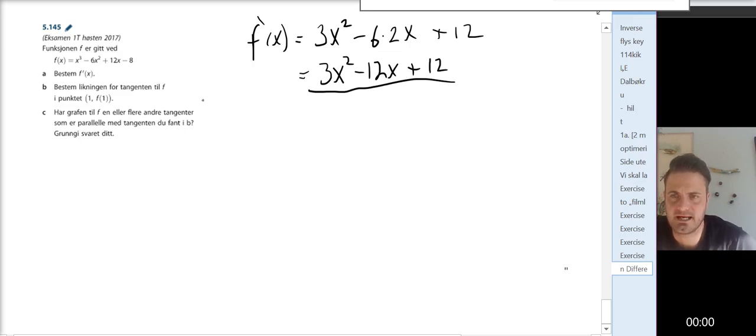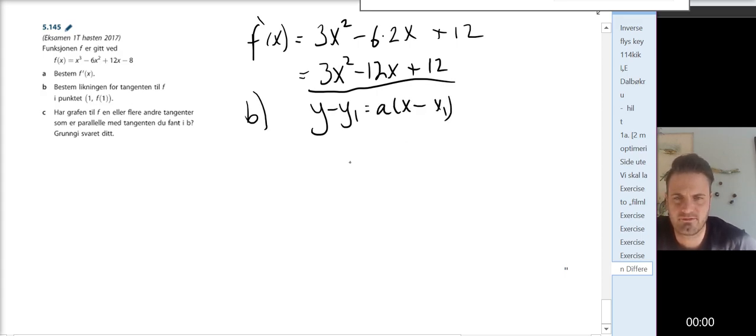That's the thing here. And then we should find the equation of a tangent line. We just put up the point gradient formula. We need x1, which is the x coordinate, is 1. We need y1, which you have to calculate here by putting the x coordinate into the function.